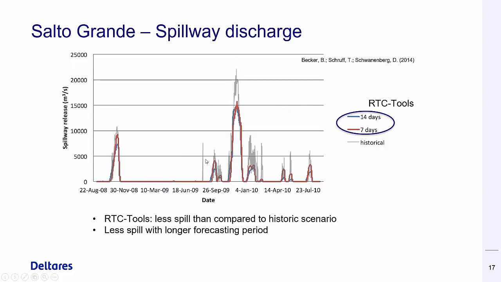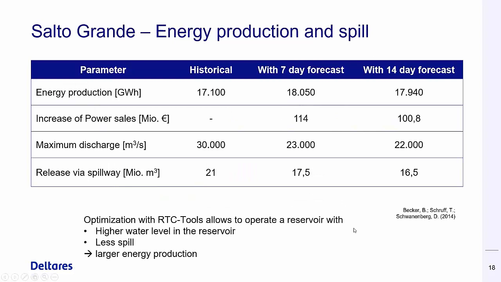Also interesting is the spillway discharge. Again here, 2 model runs for different forecasting periods. In total we spill less compared to the historical operations, and the longer the forecasting period, the smaller the spilled amount of water. And this is interesting because spill is always a bit dangerous, and also it's a kind of waste of water, because we would rather guide that water through the turbines and produce energy with it. And this is what the next table says.